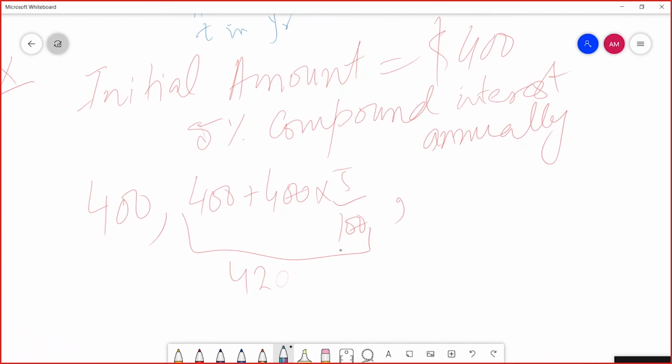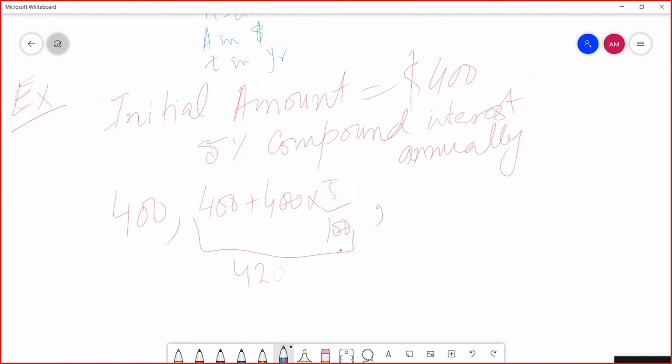Next year would be... or you can write it in expression as I just wrote, and then we would find what that is. 400 plus 400... no, no. The compound interest would now take 420. 420 plus 420 times 5 over 100. Does it make sense to you? Yep. So this becomes, for example, you can use the calculator to let me know what that is.